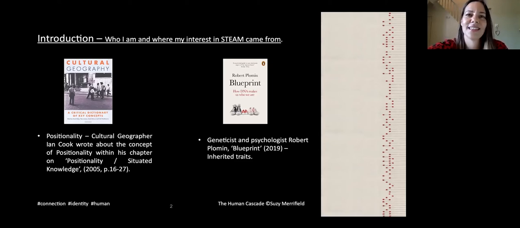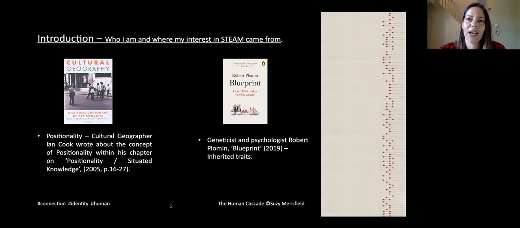My interest in the intersection of STEAM, science, technology, education, art, and math, only became apparent recently during my master's research into using positionality as a critical research tool. My father was the main board director at the Wellcome Foundation until his retirement in 1995, and my mother can colour match without having the original swatch to hand.